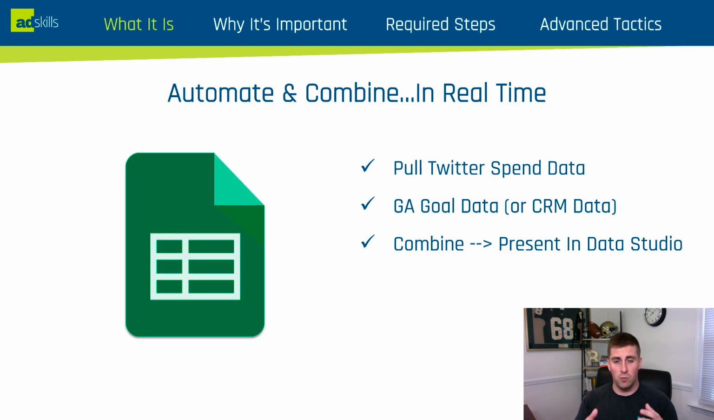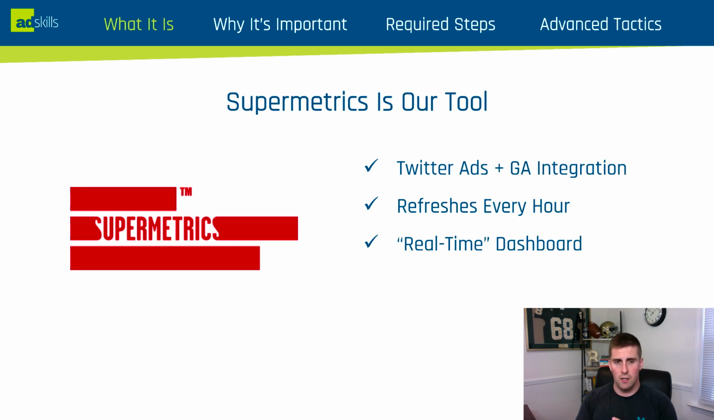So what this report is, we use Google Sheets to pull in our Twitter spend data and our Google Analytics goal data, or you can use your CRM, you can do it manually or use Zapier. We're going to combine it and present it in Google Data Studio. So the tool we utilize to pull all this information is called Supermetrics.